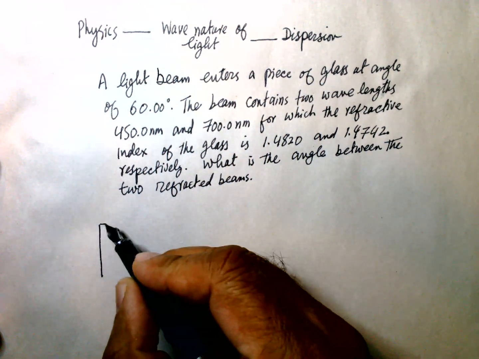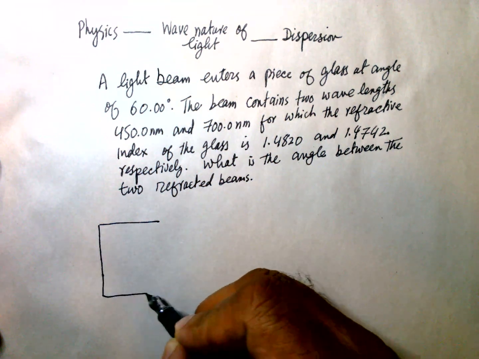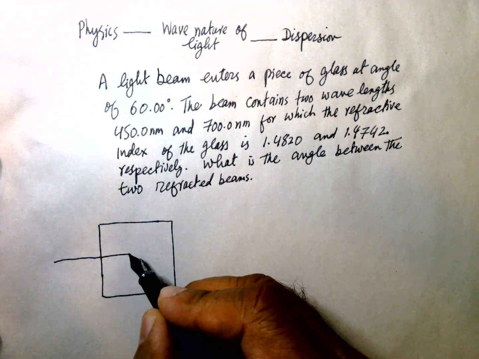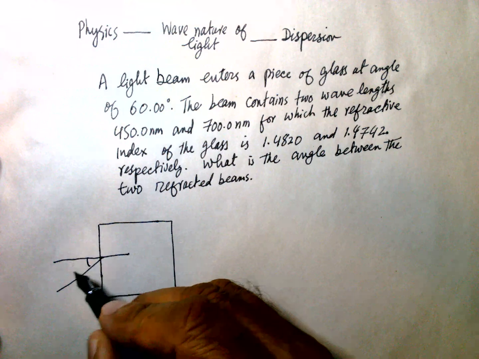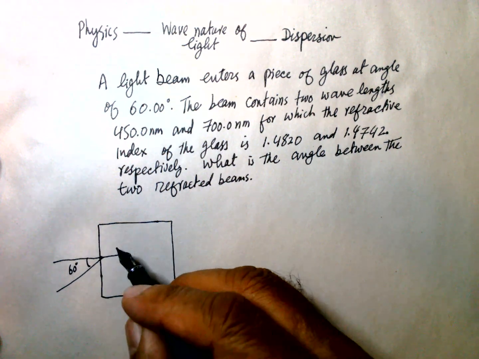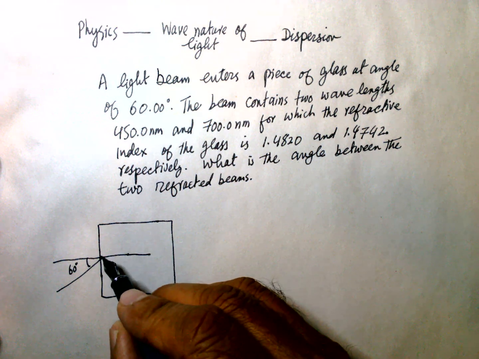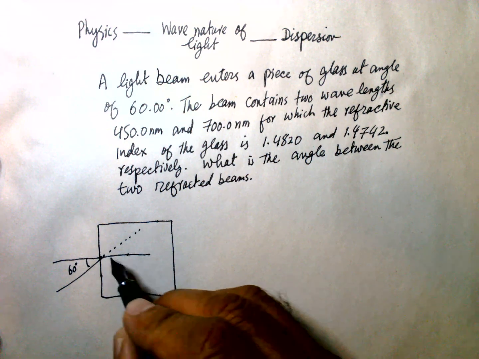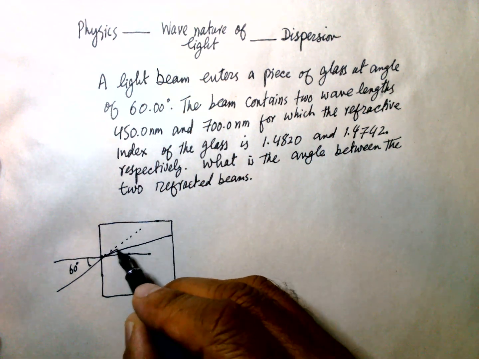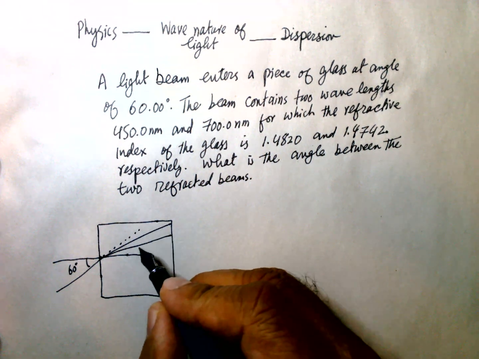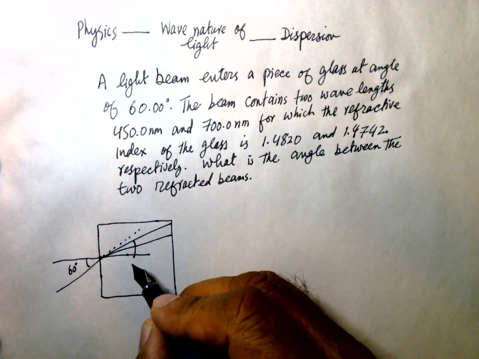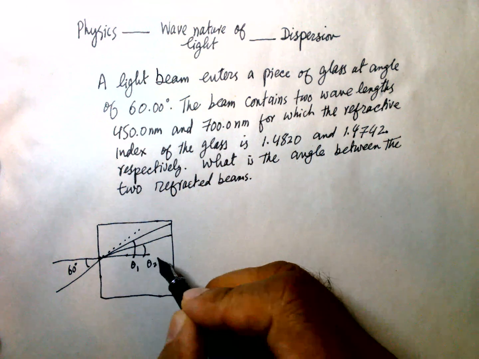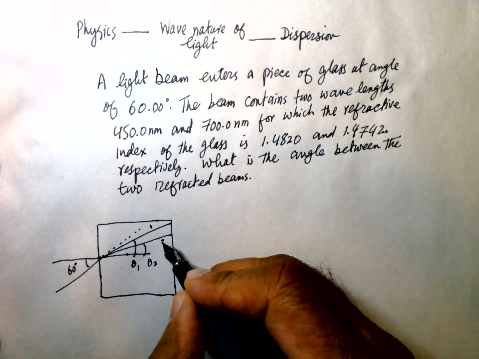So this is a piece of glass. This is a normal, and this is the beam which enters at an angle of 60 degrees, and then it has two components. So this is a straight path, but it will go toward the normal. So this one and this one. So this one is theta, say theta 1, and this one is theta 2. So this is beam 1, this is beam 2.